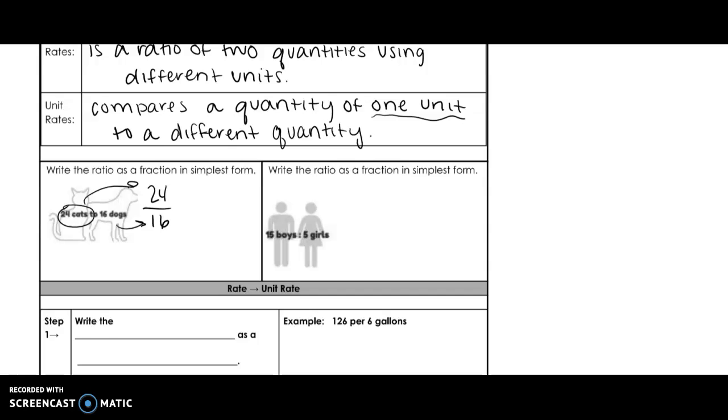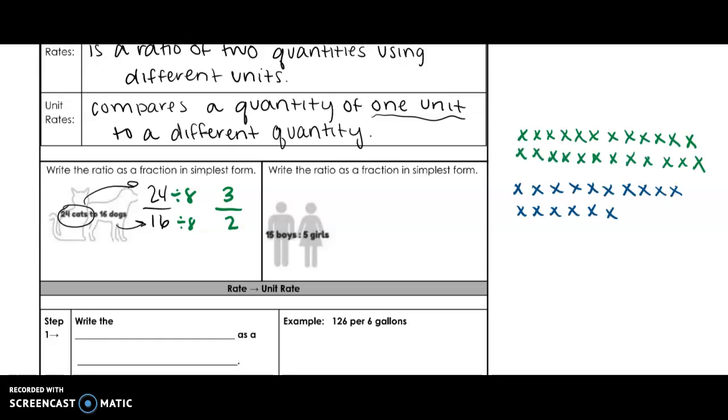Then it says to simplify it because we want it in simplest form. So we're going to look at what number goes into 24 and into 16. We want the biggest number that goes into both of them, and the biggest number that goes into both of them is 8. So we are going to divide by 8 on top and bottom. 24 divided by 8 is 3, and 16 divided by 8 is 2.